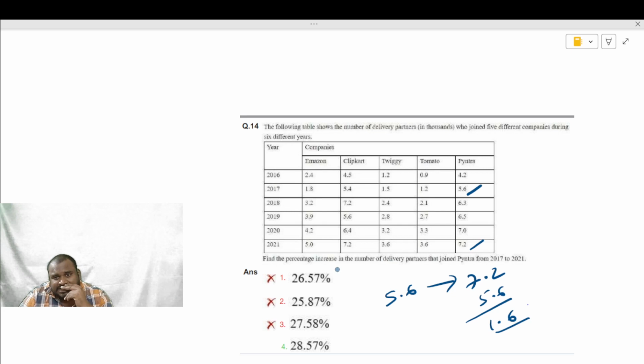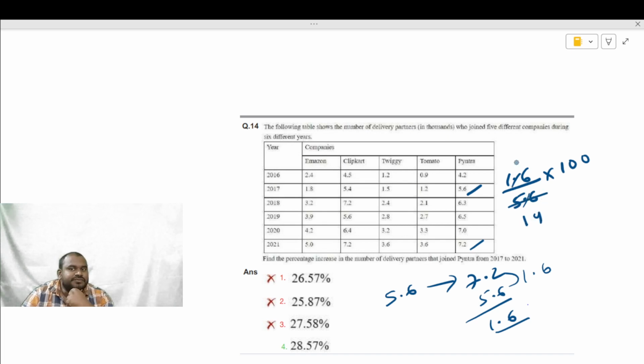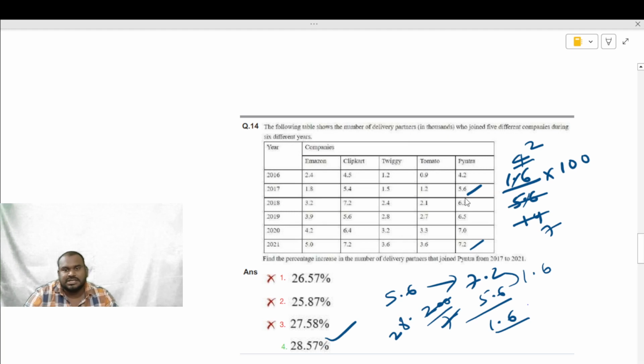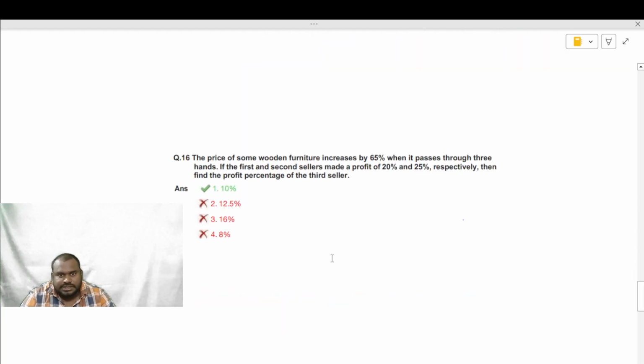But he is asking the percentage increase. From 5.6 to 7.2, the difference is 1.6. So the increase in value divided by the initial value, 5.6, into 100 will give you the percentage value. So this point gets cancelled. 4 ones are 4, 4 fours are 16, so it is 400 by 14. So 200 by 7, 7 twos are 14, 28 point something, only one option, so that is the last option. Next question.